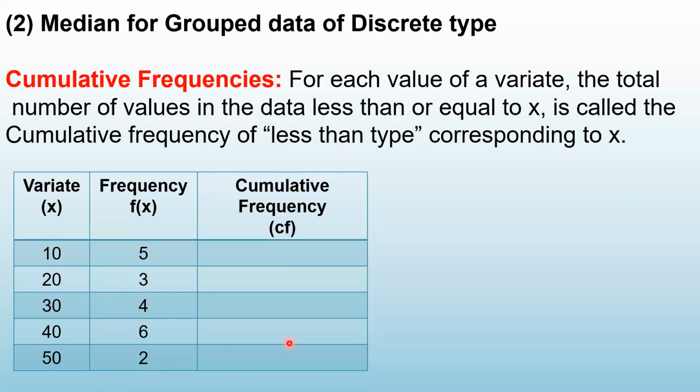Now we will prepare another column for cumulative frequency. In cumulative frequency also there are two types: cumulative frequency of less than type and greater than type. We will stick to less than type only. Let us see how to calculate it. In short, we write cumulative frequency as CF. If I have to prepare the cumulative frequency for the variate 10, what I have to do? I have to count how many values in the data are less than 10 or equal to 10.